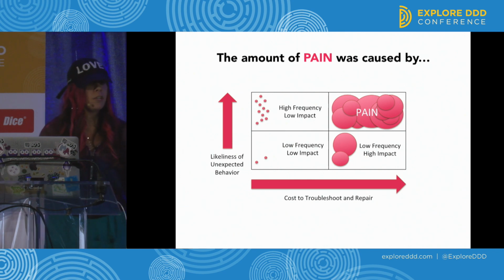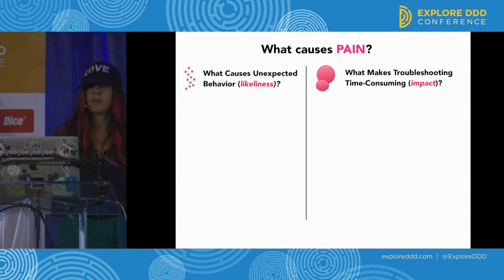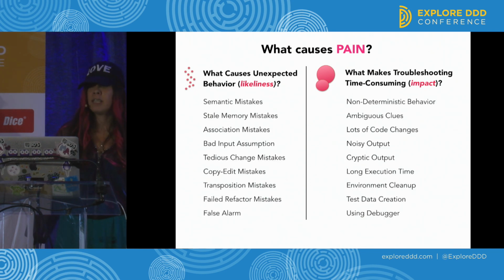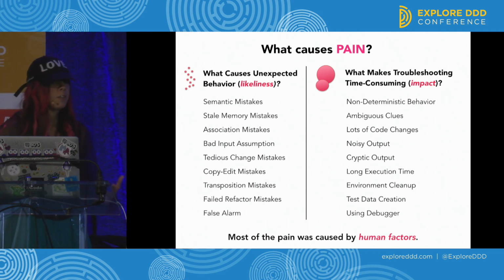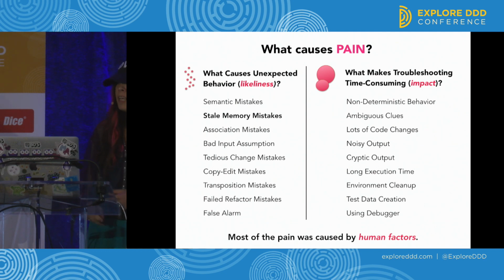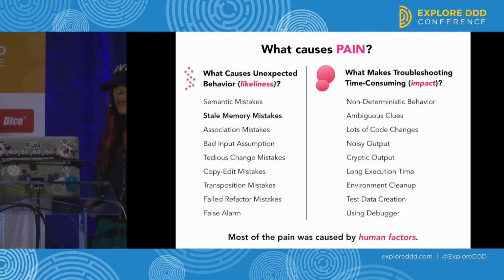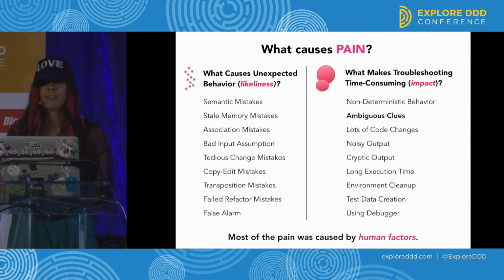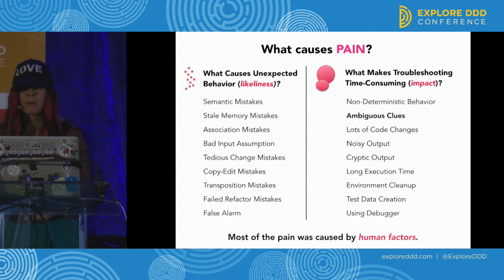And so we could start looking at these dynamics in 2 dimensions of risk. And so we started breaking down all these things into different patterns and giving them actual names. And what we found as we did this is most of the pain was actually caused by human factors as opposed to problems inside the code itself. So for example, stale memory mistakes. This is when I have an idea in my head about how code is supposed to work, but it doesn't work that way anymore because somebody changed it. Or ambiguous clues. This is when you're running an experiment and there's multiple possibilities for how behavior can occur, and you make a bad assumption, and down the rabbit hole you go, troubleshooting for hours in the wrong direction.